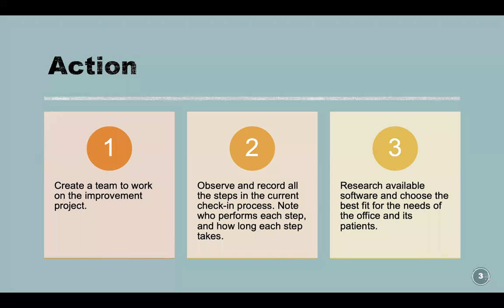So now that there is a project identified and outlined, the next step is to act. Three actions that must occur are as follows. First, create a team to work on the improvement project. Assign roles and plan for meetings. The team should be created and meet to discuss roles during the first week.